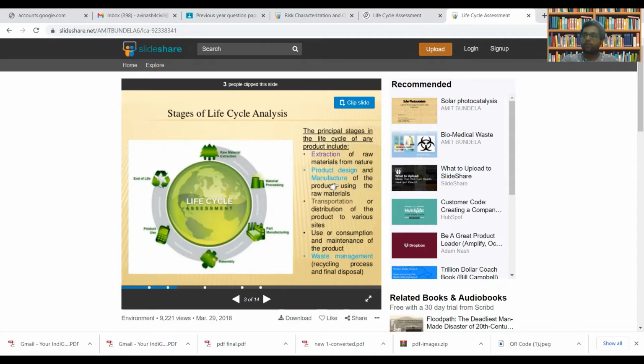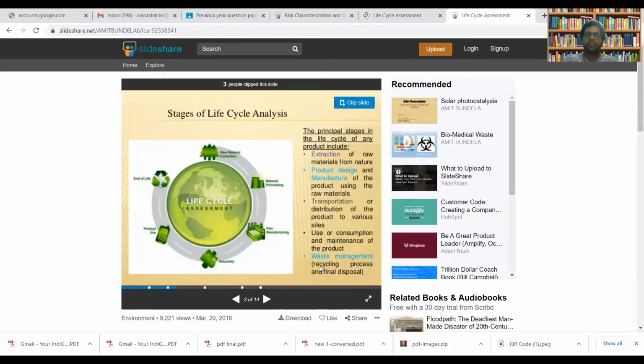Now, once the product is manufactured, it needs to be transported for distribution. Okay, to different sites, the product needs to be distributed. Next one is use or consumption and maintenance of the product. The product needs to be used, consumed and maintained. And finally, recycling and waste management: how the waste involved in the production of that particular item is managed. It includes the recycling processes and final disposal, how the final products are getting disposed.